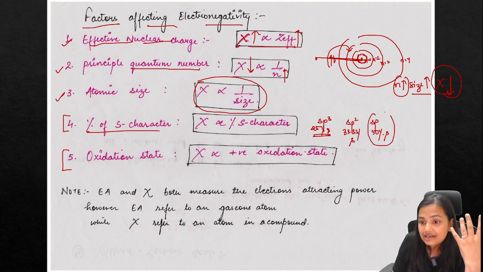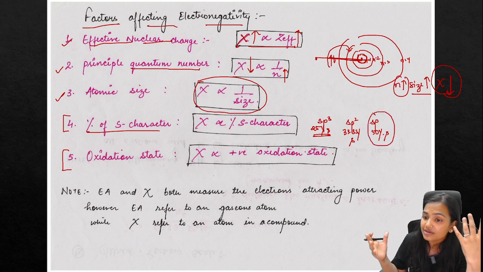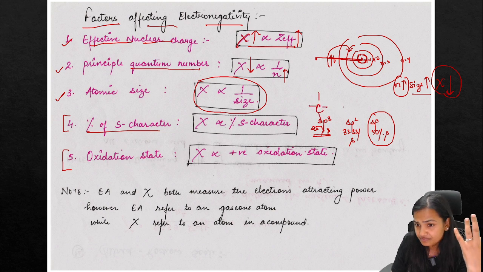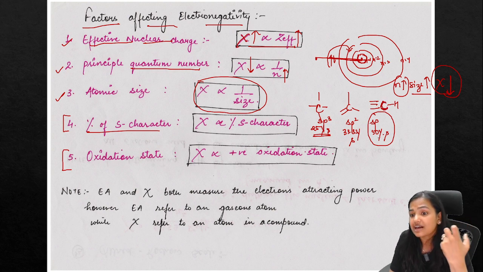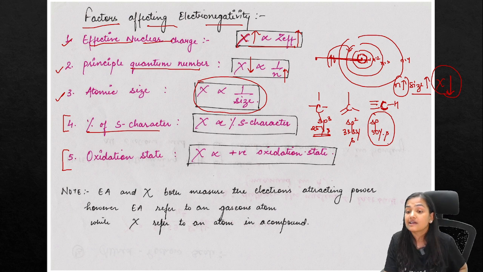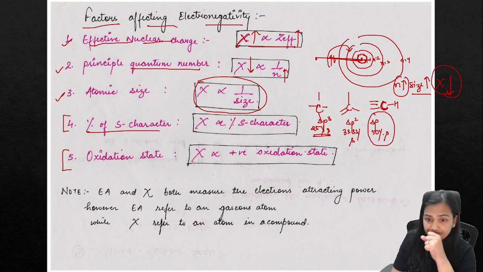So as the s character increases, this becomes more electronegative. If I am having a carbon which is sp3 hybridized, a carbon which is sp2 hybridized, and a carbon which is sp hybridized, this carbon which is sp hybridized has 50% s character, and hence this becomes highly electronegative. So as the percentage of s character increases, the electronegativity increases. Please do understand this point.